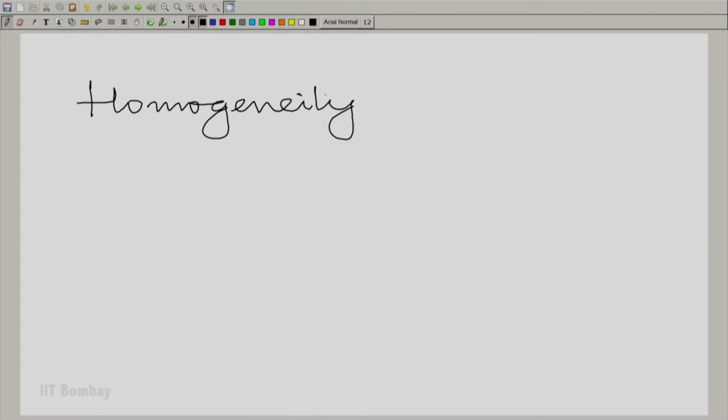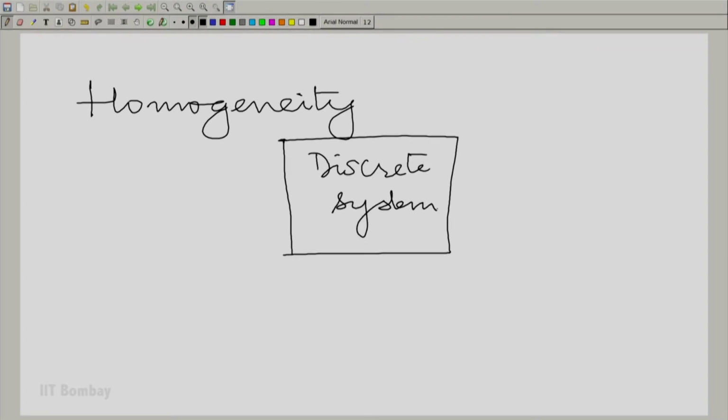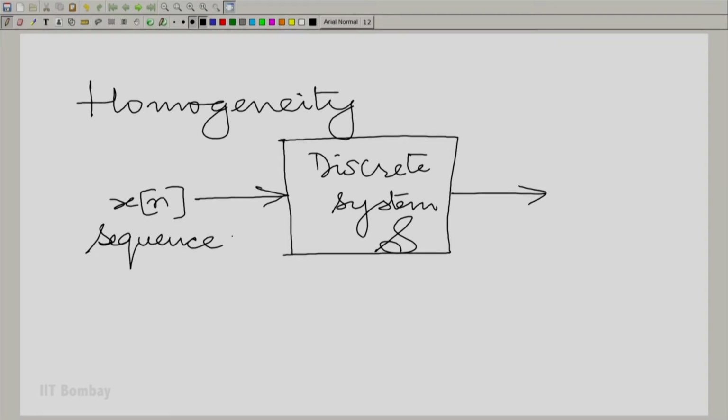So, let us begin by looking at homogeneity as a property. Now, recall that homogeneity in the context of continuous variable systems involves scaling the input by a constant. So, here too we take a discrete system, let us call the discrete system S. We give to it the input x of n. Now, please note that x of n is a whole sequence. It is a discrete signal, as you might call it, a whole sequence producing the output y of n, again a sequence. Now, it is a sequence mapped to a sequence.